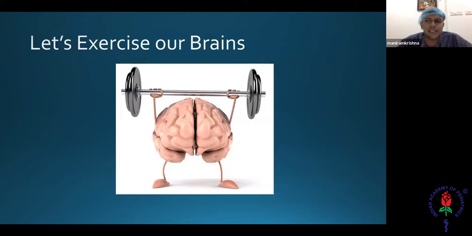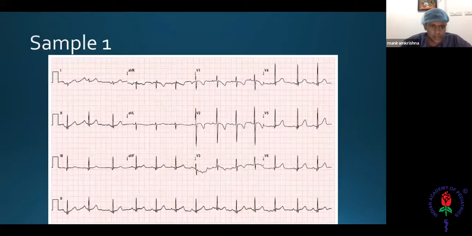So with that, let's exercise our brains. Unfortunately, I can't listen to you through the DIAP platform, and I have no way of being sure whether you answer it right or not, but I'll trust you to answer it right. I'll give you 10 seconds before I give the answer. So what do you think is the heart rate in this particular ECG?